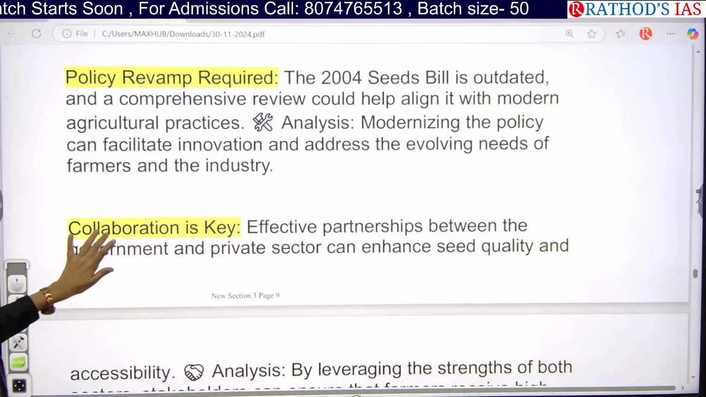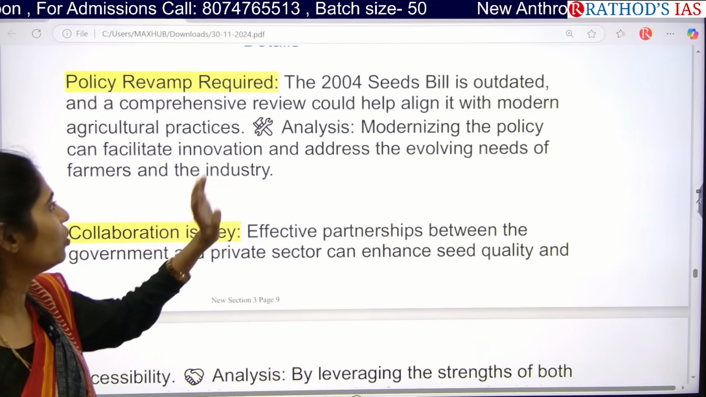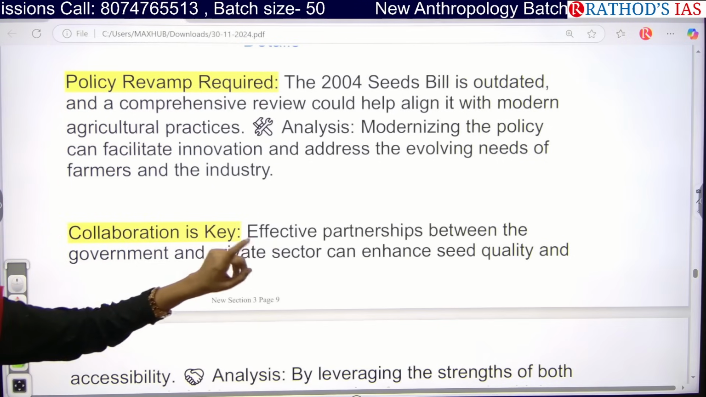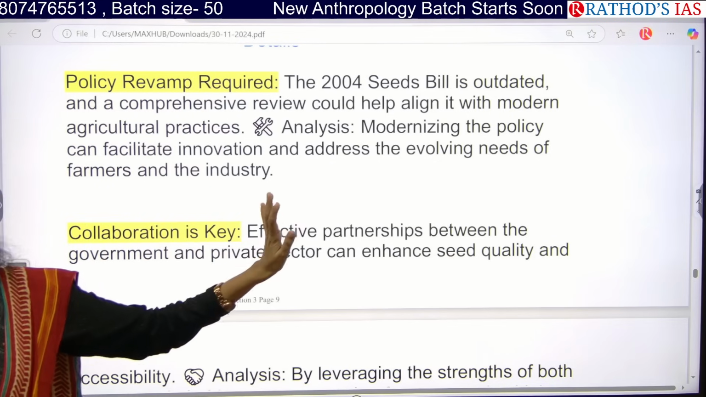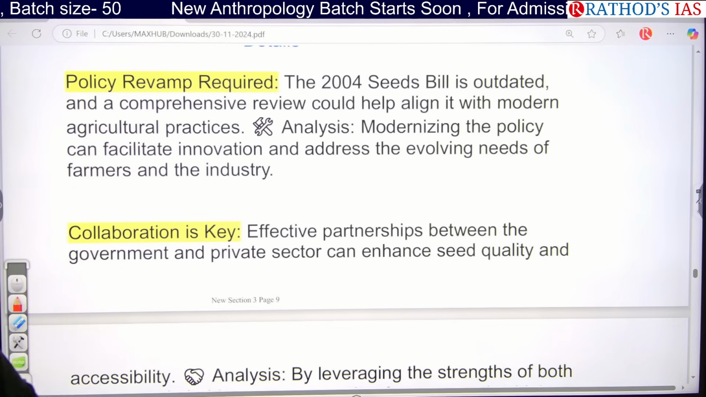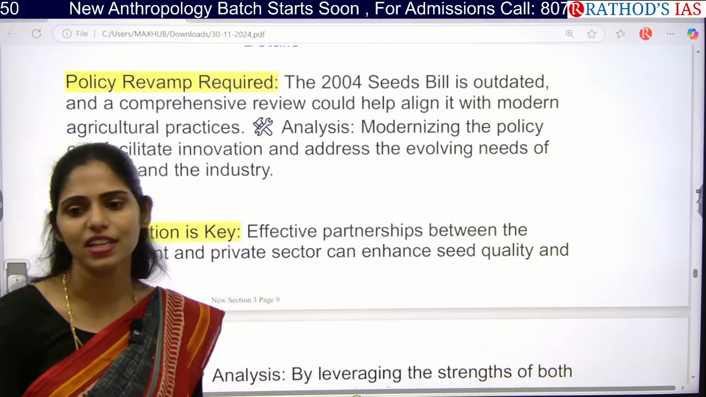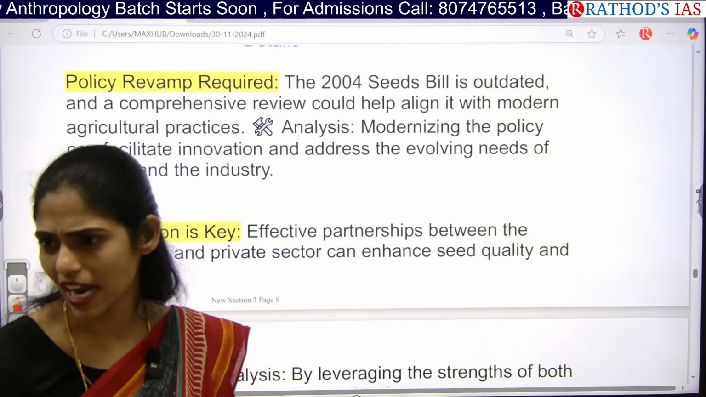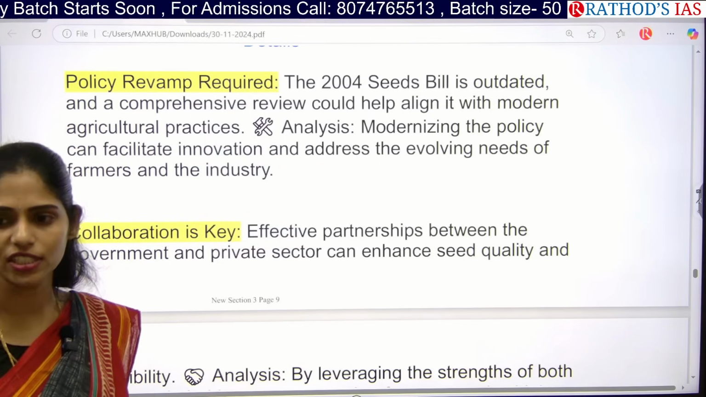So what will be the advantages? So we are going for revamping of whatever the bill that had been there in 2004. It was outdated. So because of this, we want to come up with the modernizing of our earlier policy so that we can go for innovation. We will be addressing evolving needs of farmers, because the scenario of this 2004 and 2024 is very different. And now there is increasing of droughts, untimely rains, increasing of salinity, decreasing of soil fertility, increasing of pollution, everything which had been there. So because of this, we have to modernize even our policy according to the changing needs.